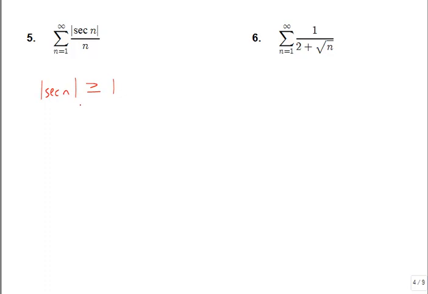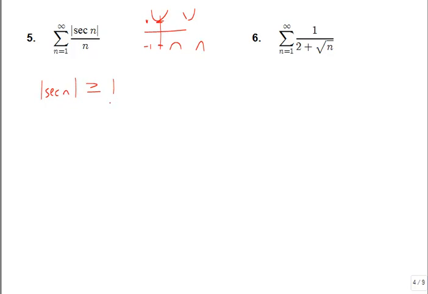And you can look at the graph of your secant function to recall that. It looks like these U shapes like this. And they all start at 1 or -1 and go up or go down. So they're either always above 1 or below -1. So in absolute value, we know that secant is always greater than or equal to 1.